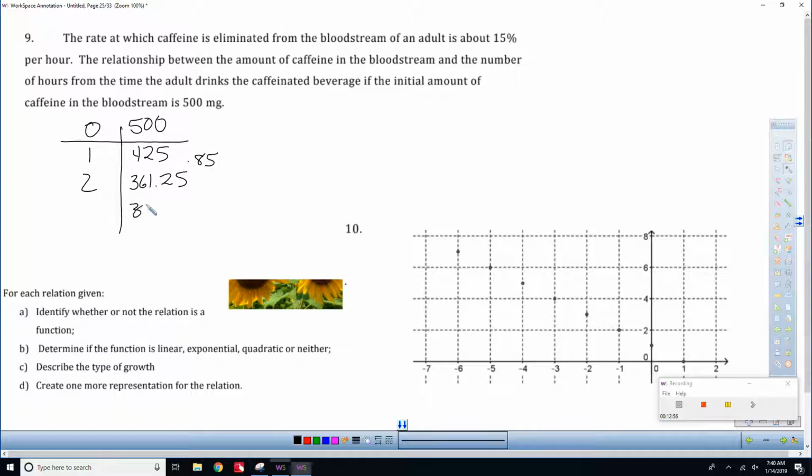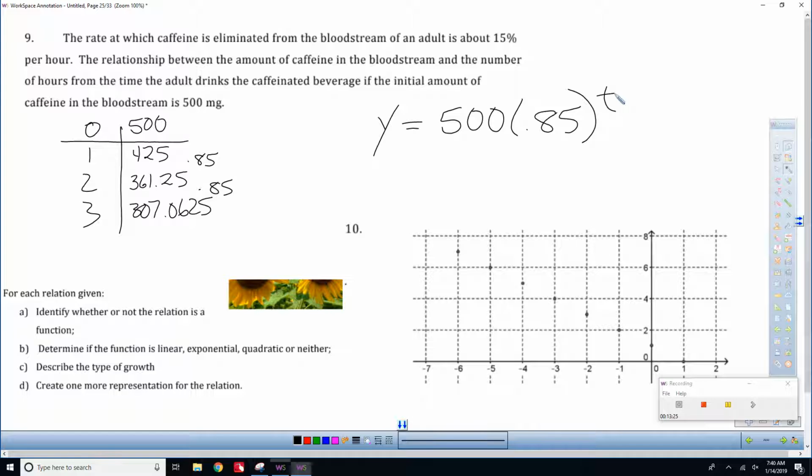And then there'd be 307.0625 after 3 hours, so I'm multiplying by 0.85. Okay? So this is definitely exponential decay, so it is decreasing exponentially. I know that our equation would be y equals 500 times 0.85 to the t, or to the x, where t is the number of hours. Okay? Alright, number 10.